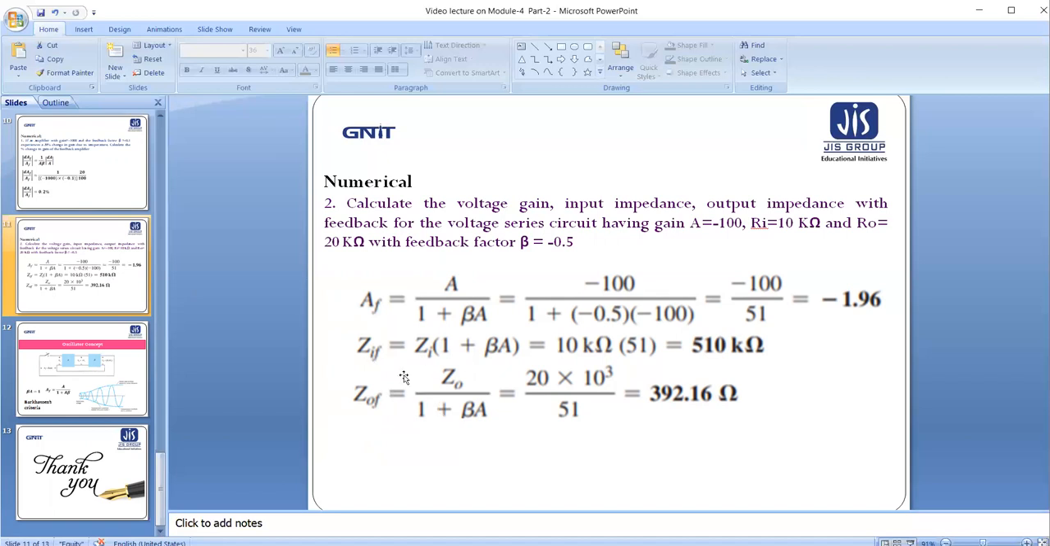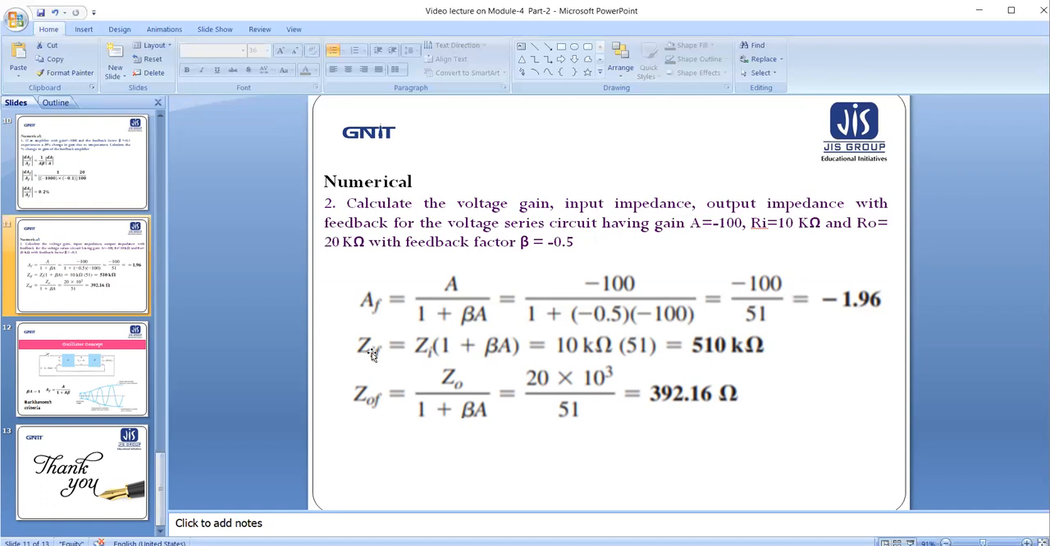So first we will calculate AF. A is minus 100 and 1 plus beta A, where beta is minus 0.5 and A is minus 100. So ultimately it becomes minus 100 by 51, so it becomes minus 1.96. It is very striking that without feedback the gain was 100, but after feedback the gain becomes so much reduced, 1.96.